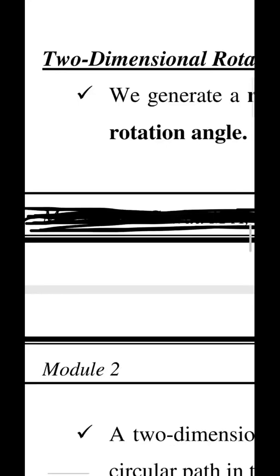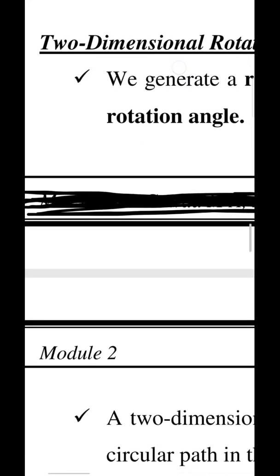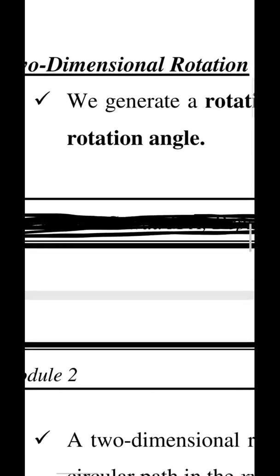Moving on to the next topic, that is two-dimensional rotation, right? Another form of the transformation. The first form we have seen in the previous video, that is 2D translation. Please make a note of it, okay? Pause the video and note down the things. Meanwhile, I will be sharing the PDF in the group as well, okay?